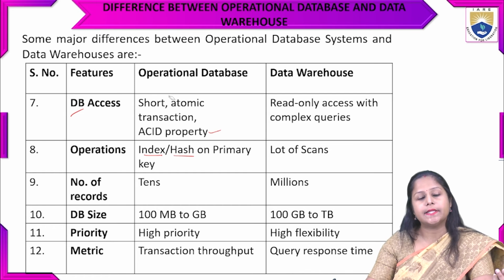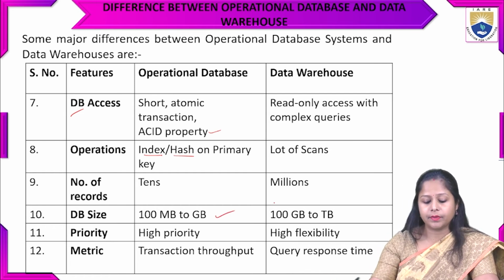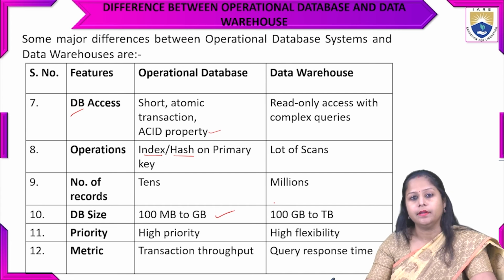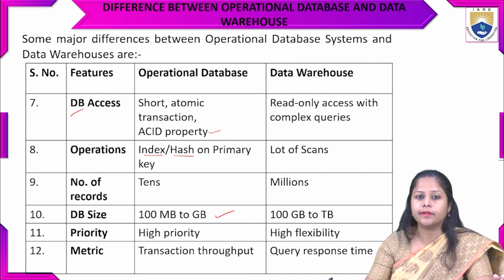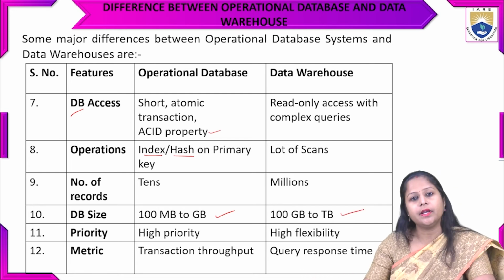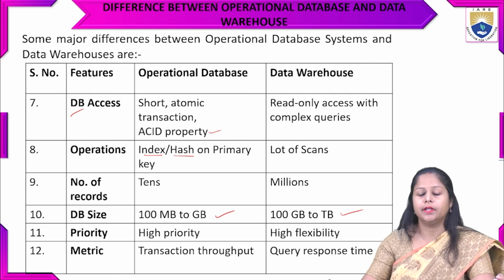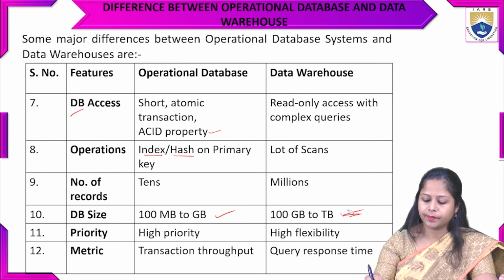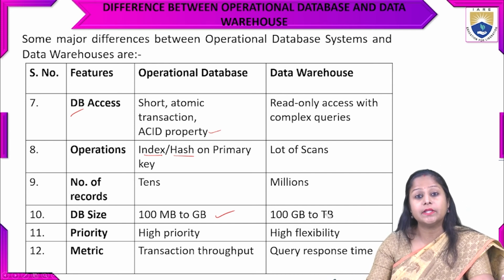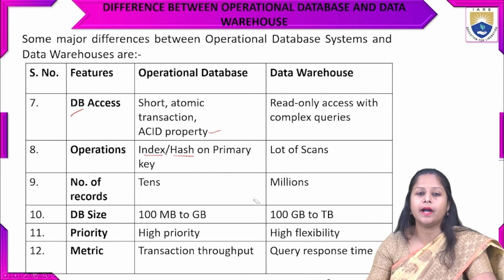In terms of database size, the operational database can vary from 100 MB to 100 gigabytes. That is the amount of data that can be stored in the operational database, but in the data warehouse the data can be more than 100 GB: a terabyte, a petabyte, or more. So there will be a huge amount of data there. On the basis of priority, the data in the operational database has high priority, because that is the live data, the operational data.